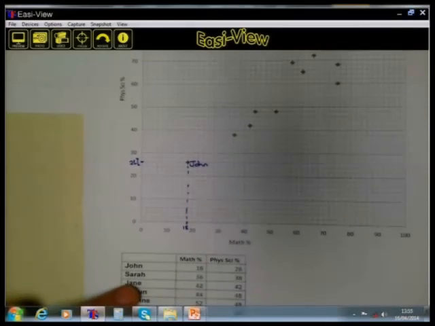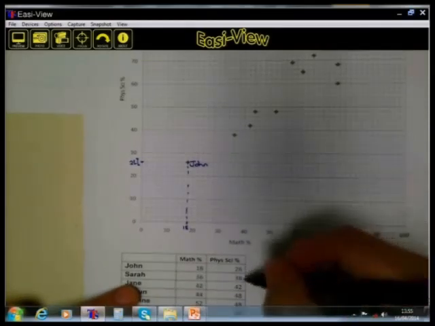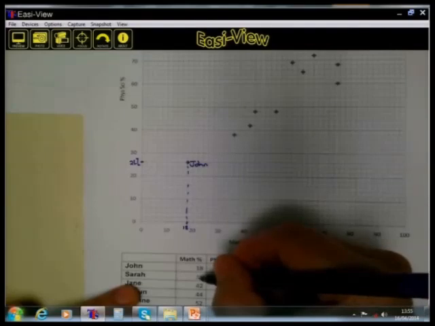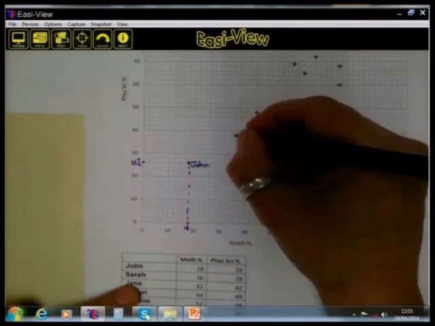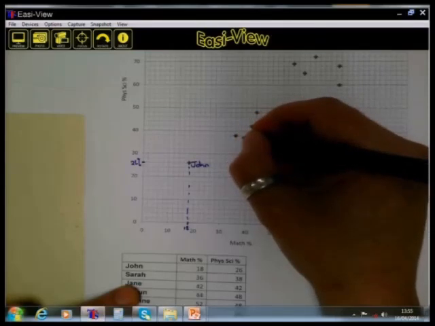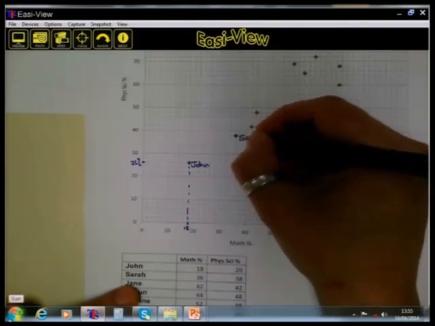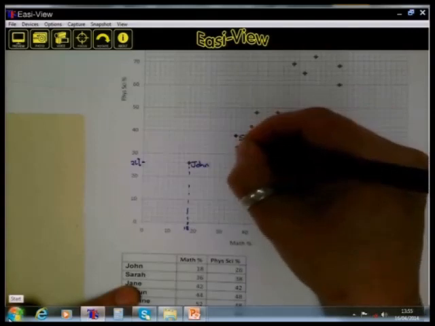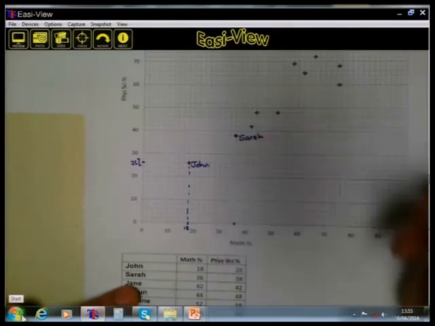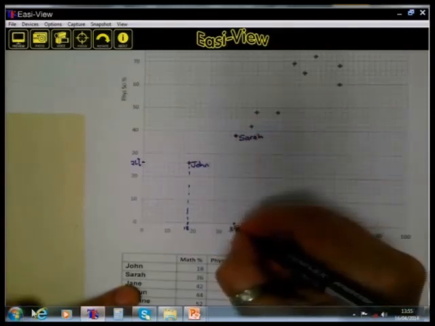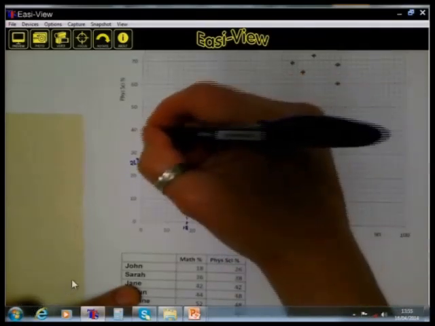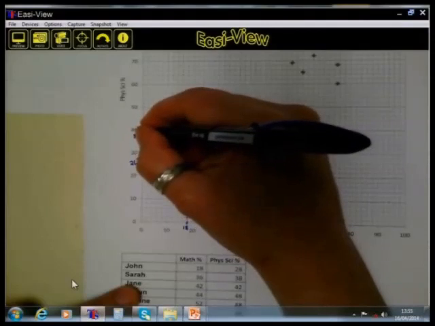Now, just like so, we can go on to Sarah. Sarah had 36% for mathematics and 38% for physical science. So this dot here is Sarah. Because if we come down here, we will see that Sarah had 36% for maths, and on this side, we can see that she had 38% for physical science.